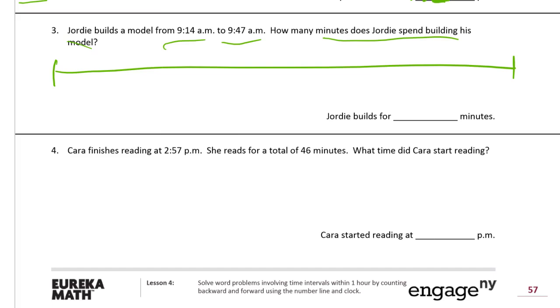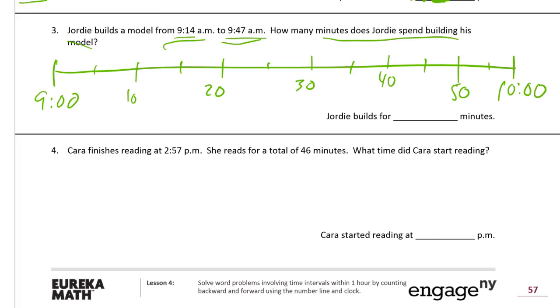And since it's all between 9:14 and 9:47, it's all going to be between 9 o'clock and 10 o'clock. And we'll do 10, 20, 30, 40, 50, and label those. And then we'll make our little halfway marks for 5, 15, 25, 35, 45, and 55. I'm not going to label them just because it gets too crowded underneath the number line.